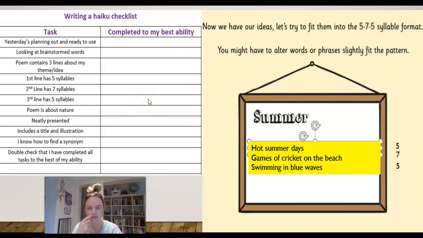But I know that I couldn't give this one a tick. I had a cross. So now I need to fix up my first line because it only has 4 syllables and I need 5. So what am I going to do?